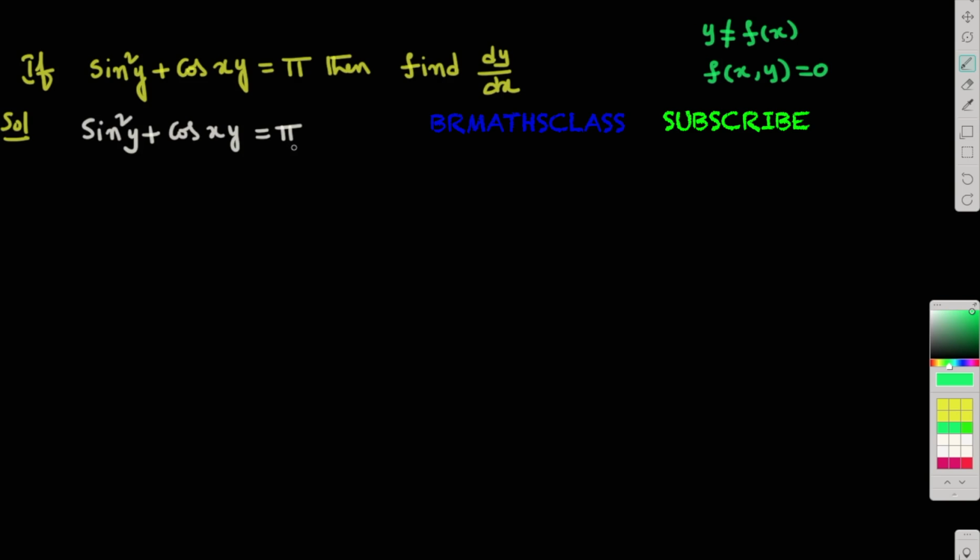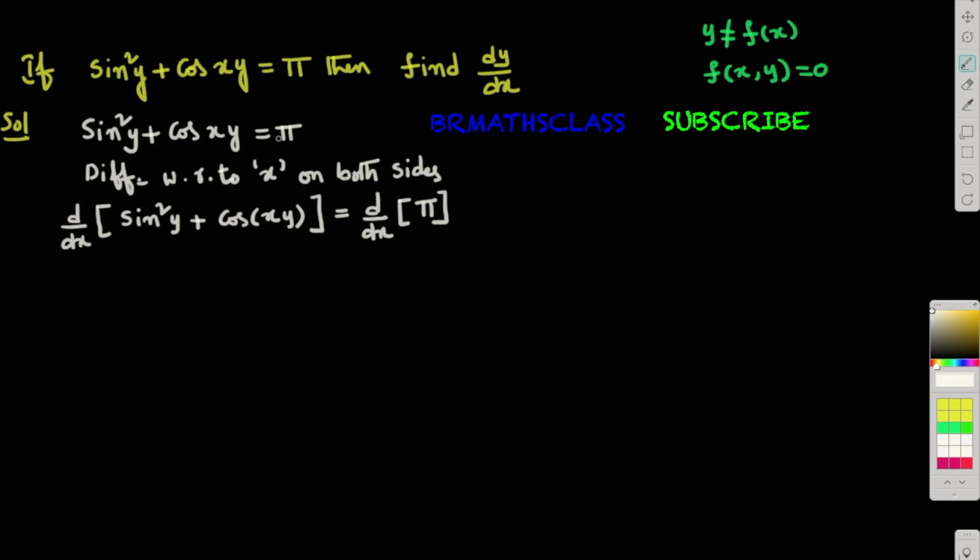Once you identify that the given equation is an implicit function, you differentiate the complete equation with respect to x. Differentiating the complete equation with respect to x on both sides. You observe here, for the given equation, I have written d by dx on both sides. It means we are differentiating the given equation with respect to x on both sides. You observe this left hand side, d by dx of sin square y plus cos of xy.